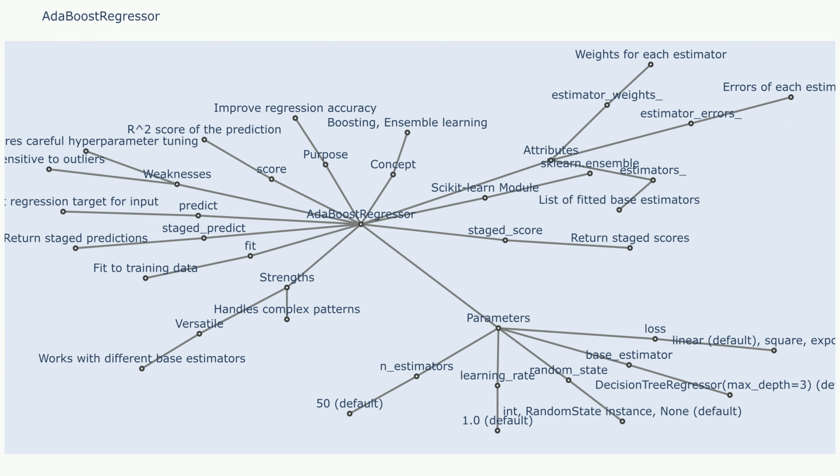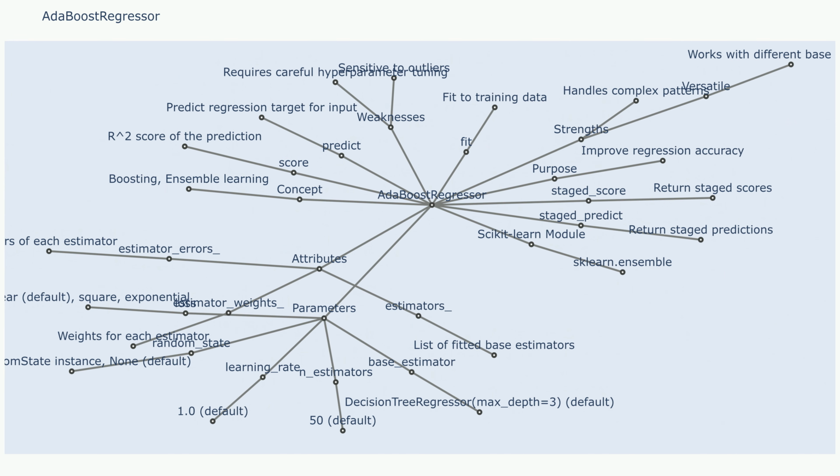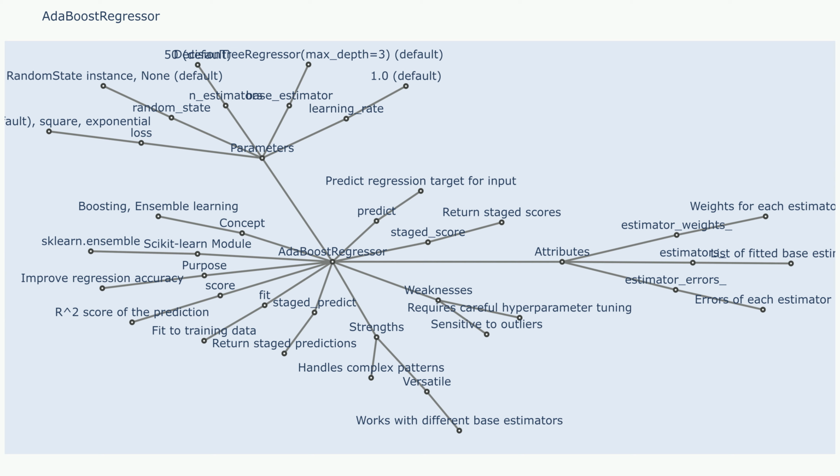5. Practical considerations. Data preprocessing: standard data preprocessing steps, normalization, scaling, and handling missing values, are crucial for optimal performance. Hyperparameter tuning: experimenting with different values of the learning rate and number of estimators is essential to find the best model configuration for your specific data. Cross-validation: employ cross-validation techniques to evaluate the model's performance and prevent overfitting.